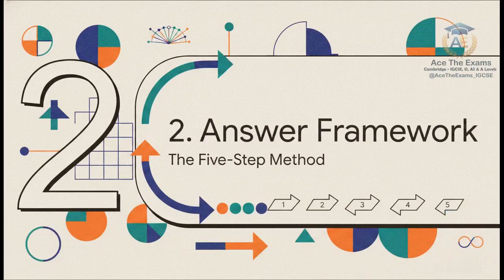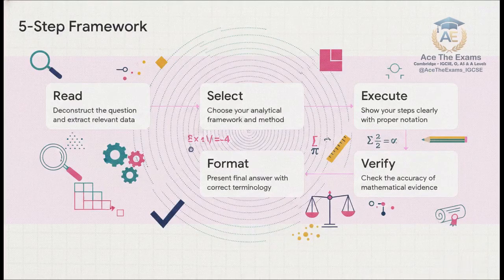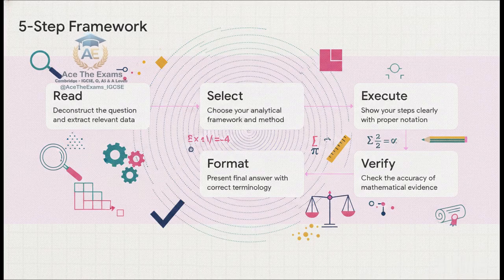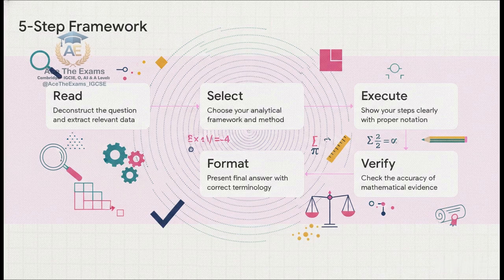Section 2, the 5-step answer framework. Let's get into it. Now, what's really interesting about this slide is that it introduces a master procedural framework that removes all the guesswork. It makes solving these complex convergence problems completely systematic and predictable. Here is the standardized sequence you absolutely must follow. Step 1, read and deconstruct the question. You've got to extract that relevant data carefully.